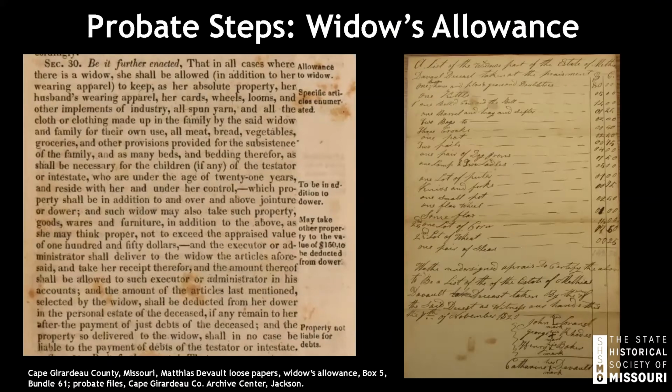Then very quickly after that, the widow's share of the estate had to be allowed. That is, set aside so it would not be sold. And a lot of times the law specified what should go in the widow's allowance, and then she might claim some additional things which would be covered out of her share of the money that is generated by the sale. She may want additional things. So here, Missouri law is very specifically, during territorial times, laying out what the widow should get. And here is the listing for the widow of Matthias DeVault. If there was no widow, if the individual who died was a widower, no widow's allowance needed.